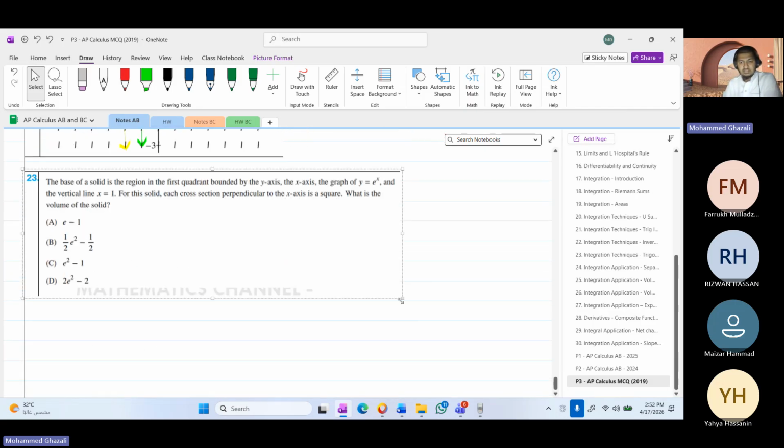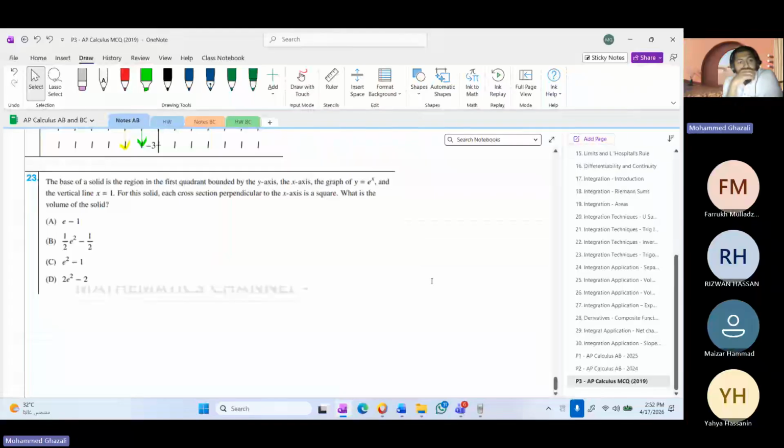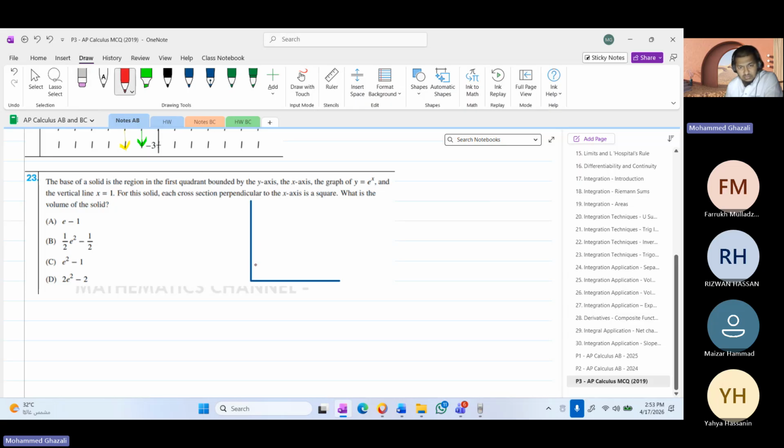You just have to sketch a few. The base of a solid in the first quadrant bounded by the y-axis, x-axis, the graph of y equals e to the power x. You must have a general knowledge of sketching graphs. e to the power x, come on, it's a basic increasing exponential function, right? So you must have the basic knowledge. Now they're talking about the first quadrant, so this is the e to the power x function.